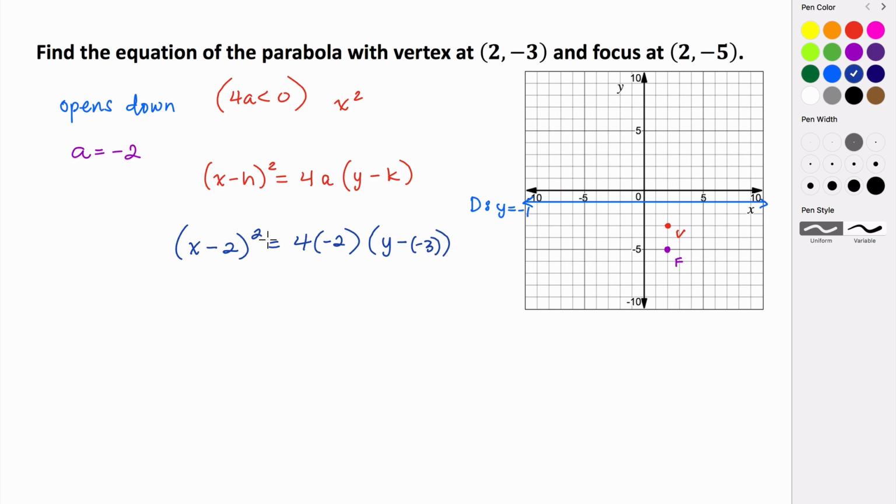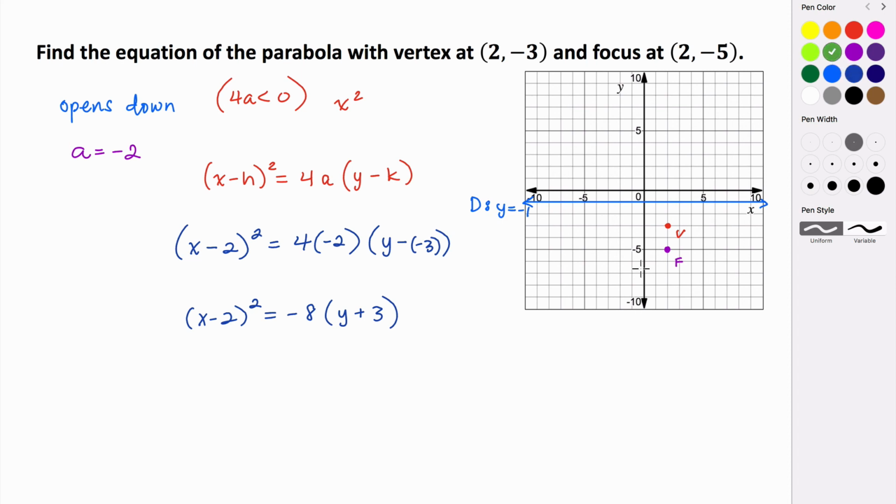And then just simplify. So we have (x minus 2) quantity squared equals 4 times -2, that's -8. When we subtract a negative, that's going to add, so (y plus 3). So this would be the equation of our parabola.